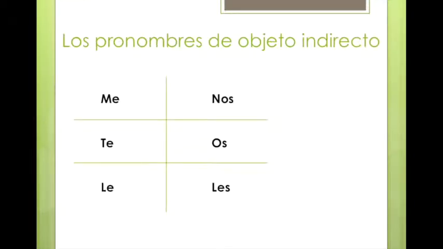The indirect object pronouns, like in that sentence you saw, are me, te, le, nos, os, les. So Rosa gives me, Rosa me da. Rosa gives you, Rosa te da. Rosa gives him or her, Rosa le da. Rosa gives us, Rosa nos da, and so on and so forth.